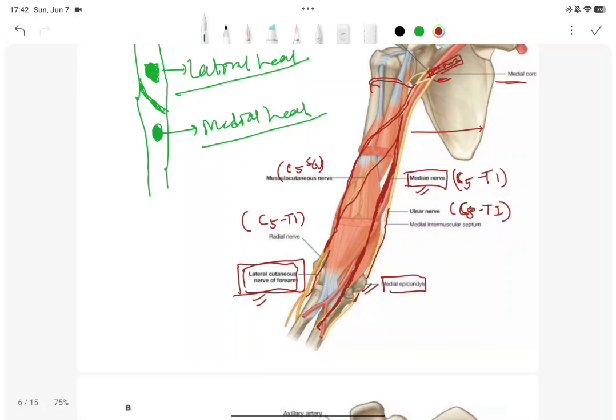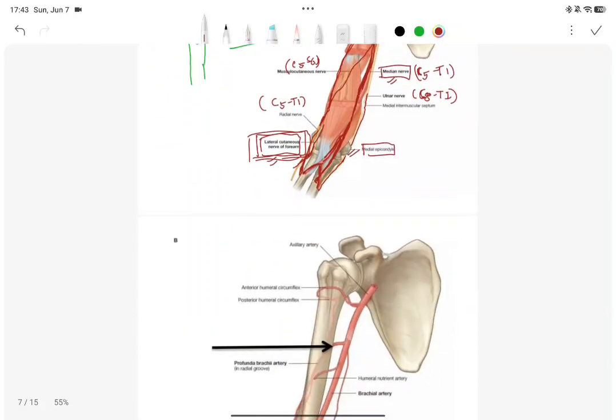So the median nerve lies medial to the brachial artery, and this is the brachial artery. Okay, this is divided into the radial artery and the ulnar artery, and this is the ulnar nerve, and this is the radial nerve, and then the lateral cutaneous nerve of the forearm, which is the continuation of the musculocutaneous nerve of the arm. Understand it this way, remember it this way.